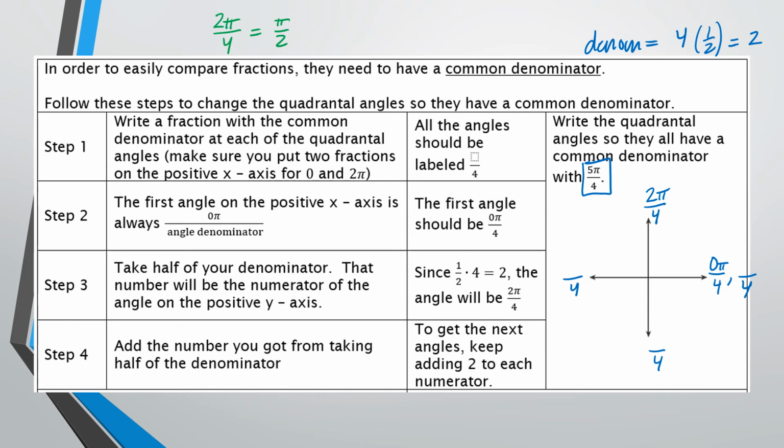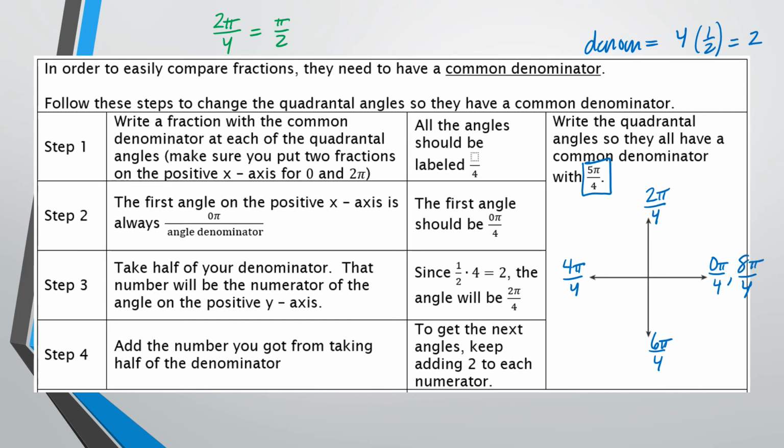Step 4 is now that I've gotten that number, that 2 that I put up at the positive y-axis, I just keep adding that number until I get all the way around. So I started with 2 pi over 4. If I add 2 plus 2, that's 4. So this is going to be 4 pi. 4 plus 2 is 6, so that's 6 pi. And then 6 plus 2 is 8, so this is 8 pi.